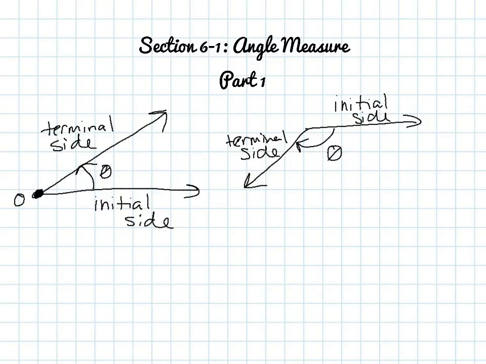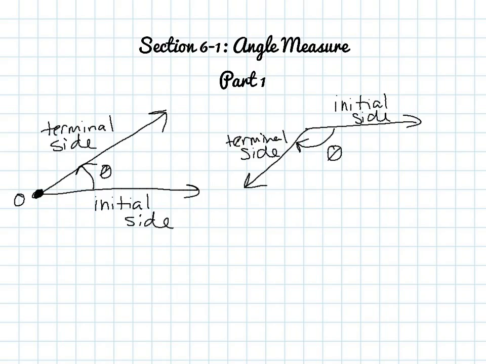Today's lesson is over section 6.1, where we'll be talking about angle measure. This is in two parts. So part 1, we'll start with just the concept of an angle. Now, an angle has two sides, or two rays, met at the point we'll call the origin, because this is going to be on the coordinate plane.